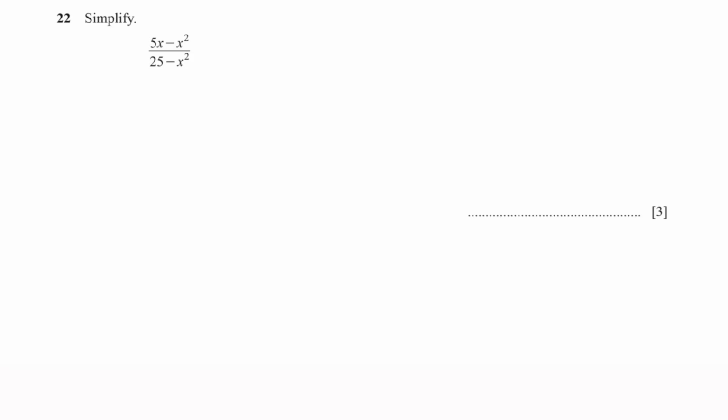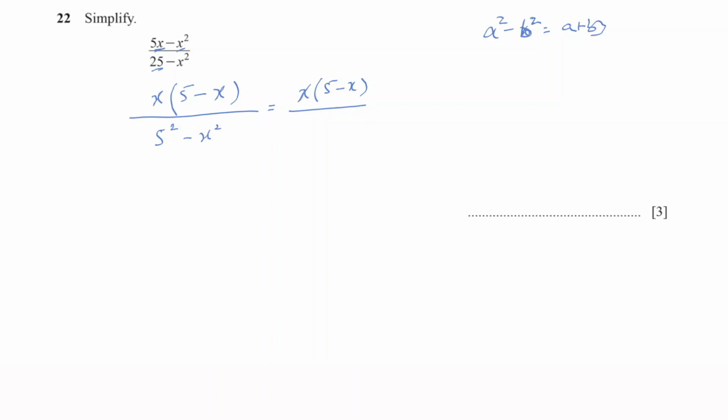Question number 22. Simplify (5x minus x square) by (25 minus x square). So let's take out common. From this, x is there, let's take out x as common. If I take out x as common, I'll be left with 5 minus x over the top. And this 25 over the bottom, I can make it as 5 square, and x square is already there. Let us use this a square minus b square formula. So a square minus b square says (a plus b) and (a minus b).